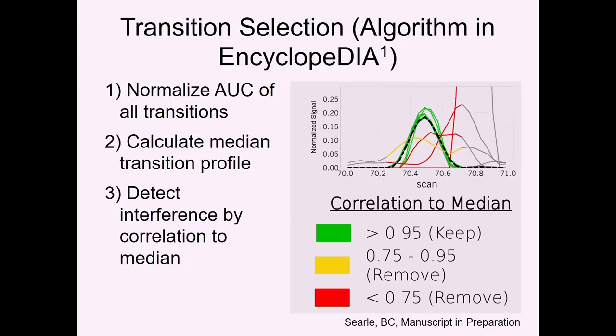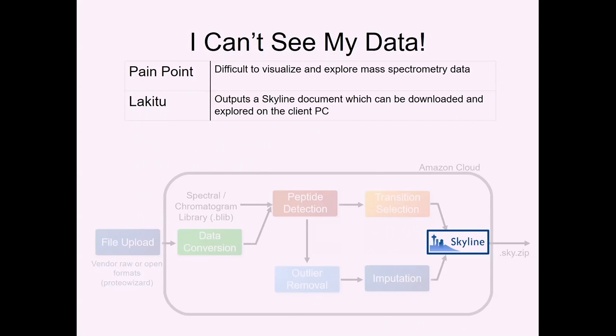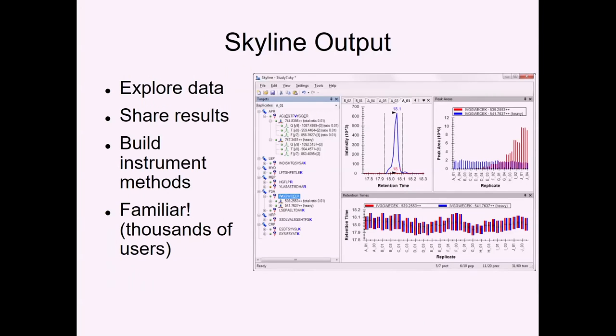The other pain point I think that people have is that it's difficult to visualize and explore the mass spectrometry data. Even though we've incorporated a bunch of different aspects to a pipeline that are outside of Skyline, we want to make sure that we can output a Skyline document ultimately in the end. There's a lot of reasons for this. It's really important for people to be able to explore the data and share results. People in our lab often say it's sort of like having a PDF of a document that works across any platform and can print anywhere. It's free, it's open source, you can share a document easily. It's familiar, and there are thousands of users.